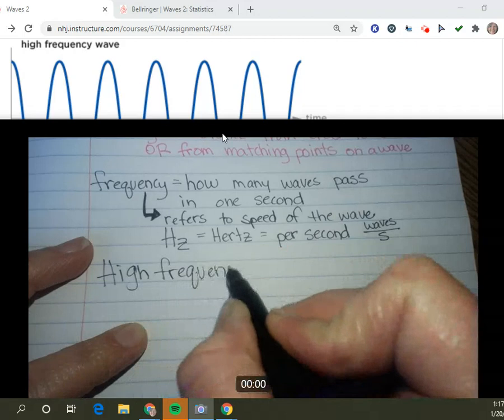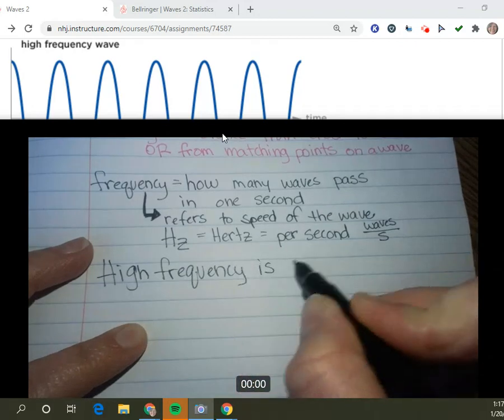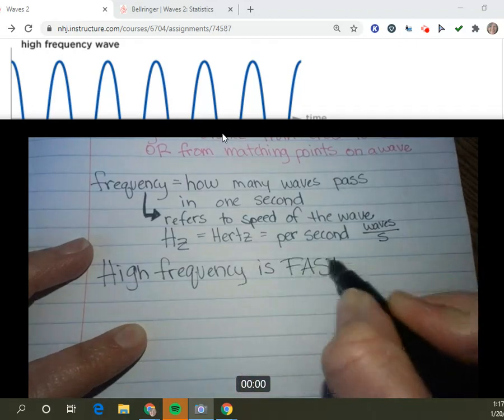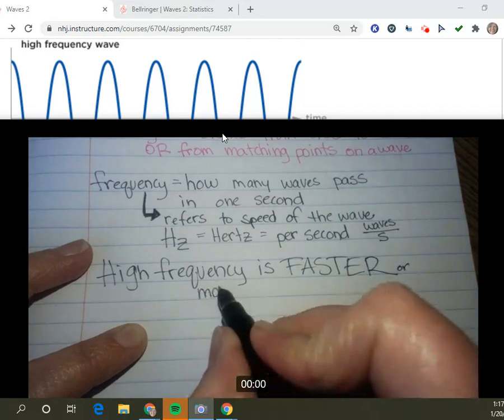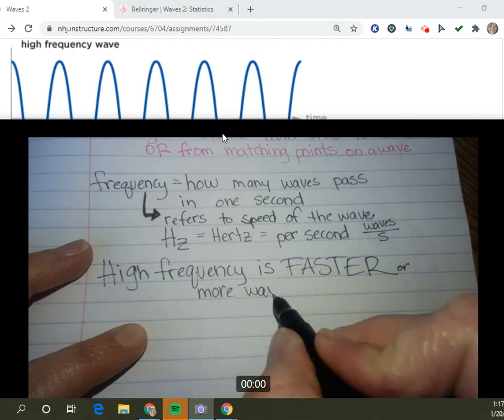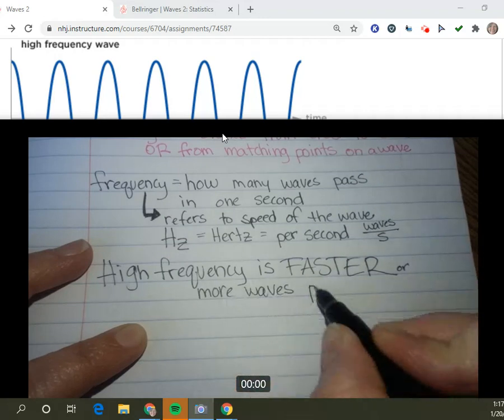High frequency is faster. Okay, or more waves per second.